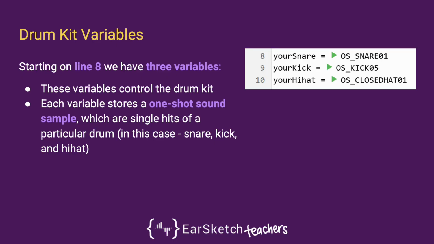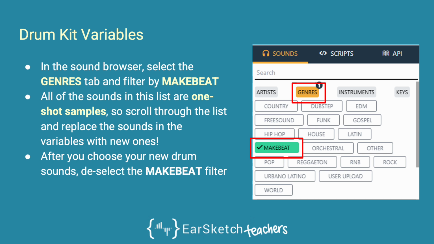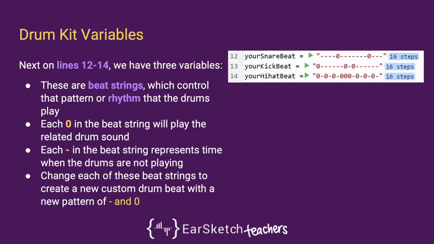Drum kit variables. Starting on line 8, we have 3 variables. These variables control the drum kit. Each variable stores a one-shot sound sample, which are single hits of a particular drum. In this case, the snare, the kick, and the hi-hat. In the sound browser, select the Genres tab and filter by Make Beat. All of the sounds in this list are one-shot samples, so scroll through the list and replace the sounds in the variables with new ones. After you choose your new drum sounds, deselect the Make Beat filter.